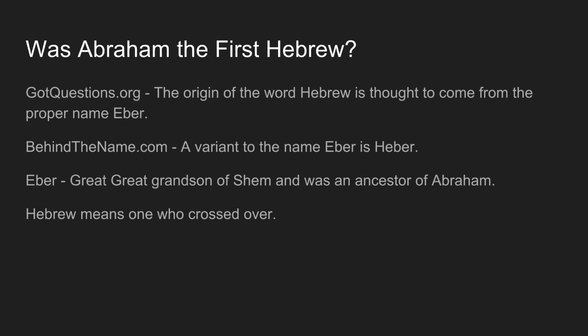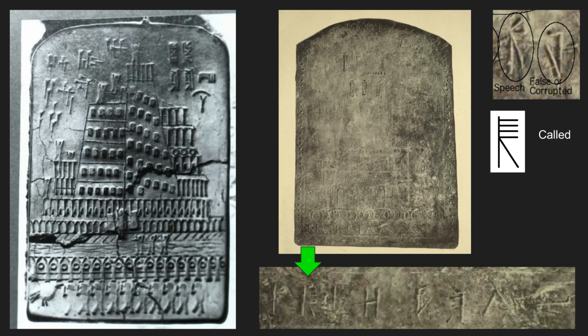BehindTheName.com says a variant to the name Eber is Heber, and a Hebrew is one who crossed over from death to life, crossed over into a covenant with God, however you want the word crossed over to mean. I also found it interesting that as I was driving to Utah for the conference, I was listening to James E. Talmage's book, The Articles of Faith, and he taught this very same concept in his book, that Abraham was not the first Hebrew, Eber was the first Hebrew. So I believe that the HVAV means Hebrews.